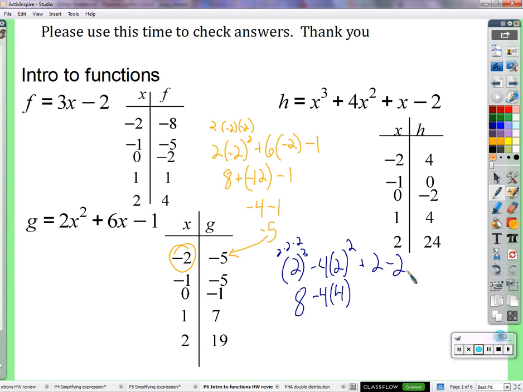Okay. Oh, this is a plus. I don't know why it looks like a minus. I wrote that down wrong. Okay, so 8 plus whatever 4 times 4 is, right? Because multiplication comes first. We're going to multiply 4 and 4. That's 16 plus 8, 24.